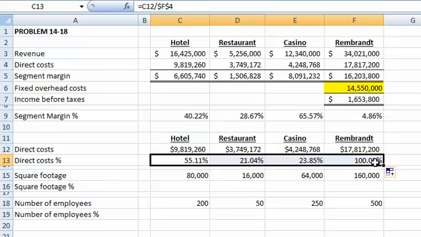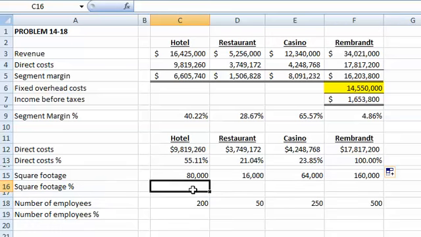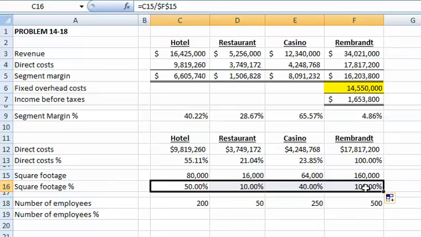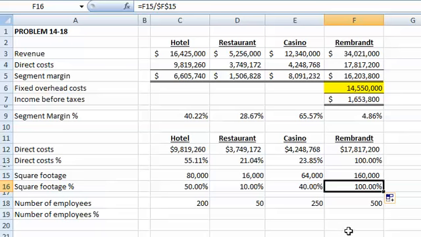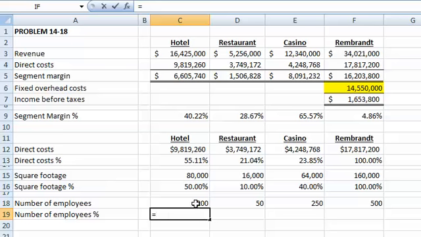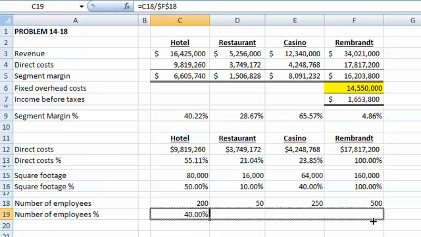In terms of square footage, the hotel occupies 80,000 of the 160,000 total square feet, or 50% of the total space. The restaurant occupies 10%, the casino 40%, and again we want to make sure the total adds to 100%. In terms of employees, the hotel employs 200 of the 500 employees, or 40% of the employees. The restaurant employs 10% and the casino 50%.